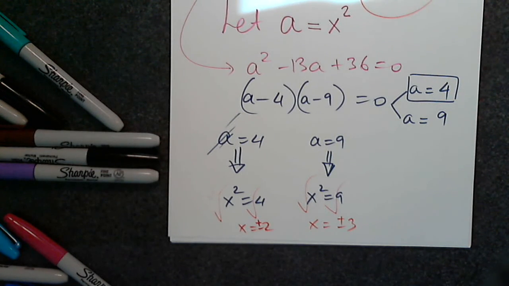What did we do? Yes, please. I don't understand how you got x squared equals 4 and x squared equals 9. A is x squared. So I replaced it.